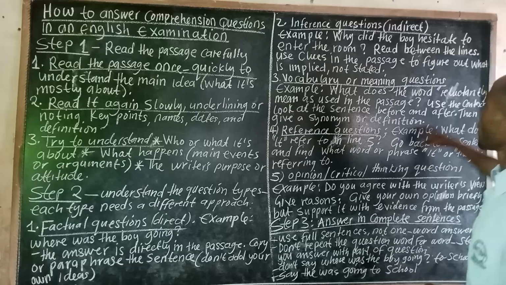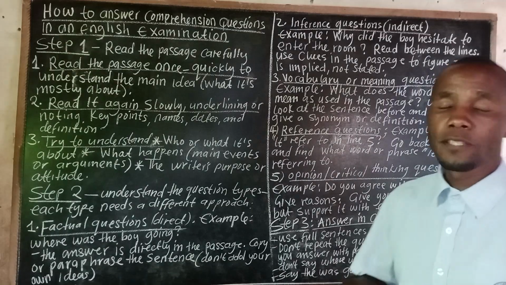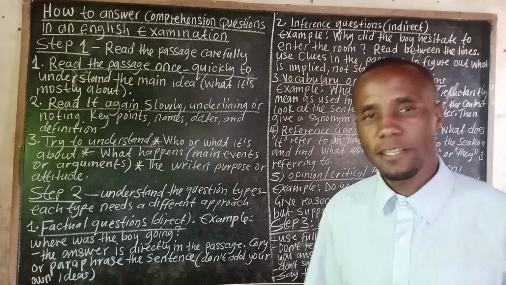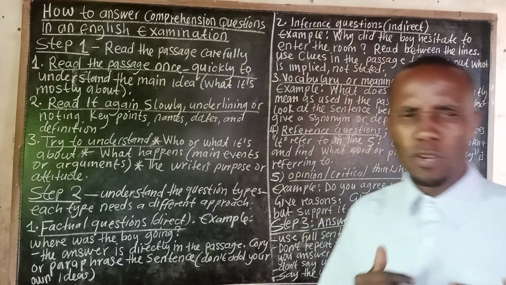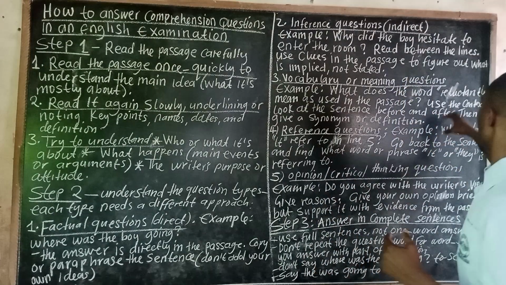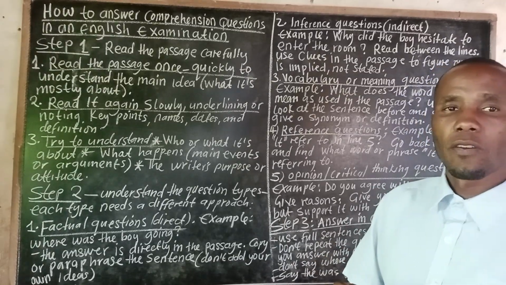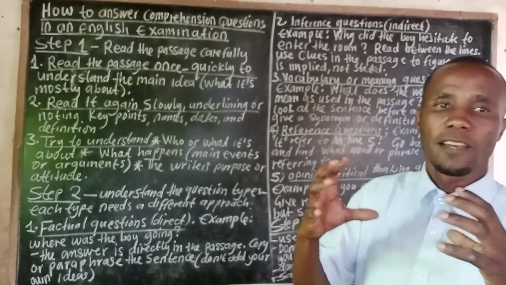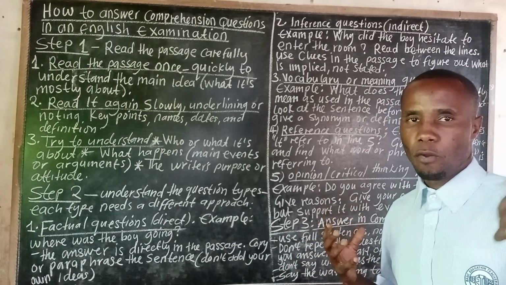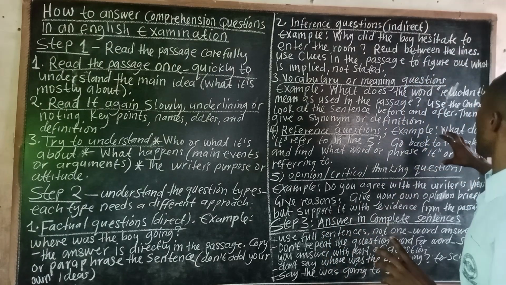So use the context, look at the sentence before and after, then give a synonym or definition. What does synonym mean? Synonym simply means you are going to give the meaning which is actually closer to the word reluctant. That is a synonym. Sometimes they can even be exact. A good example that I can give you: when I say fast, the synonym is quickly. So they are almost the same. That's what you are supposed to do.